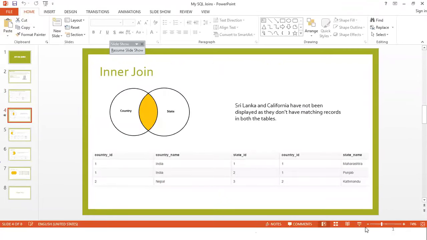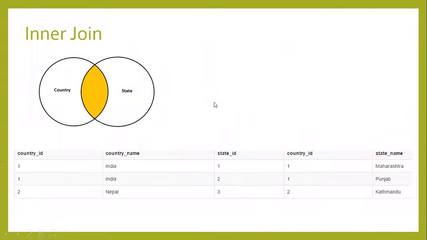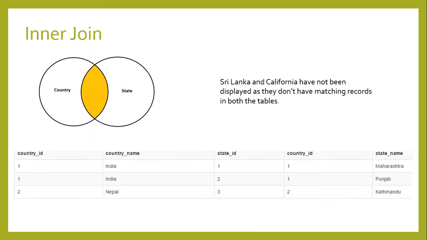As you can see, the inner join displays all of the data that is at the intersection of both of the tables. It needs to be present in both of the tables. Therefore, Sri Lanka and California have not been displayed as they do not have matching records in the other table. So this is the concept of the inner join.